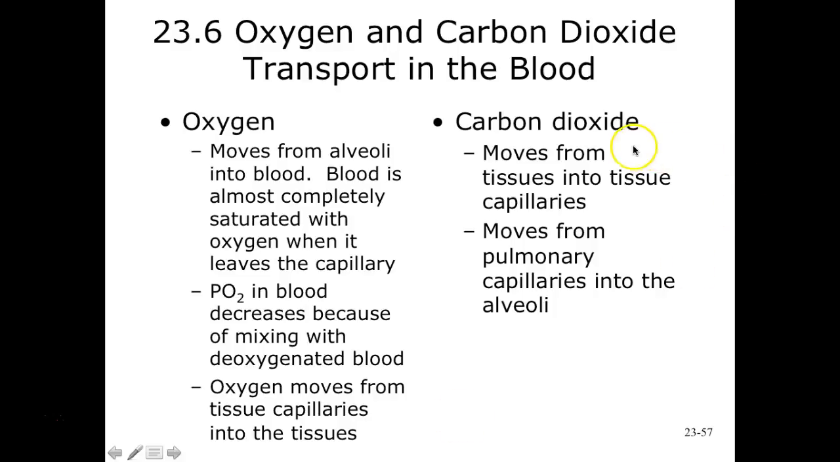Now for carbon dioxide, we're going to move from our tissues into our tissue capillaries so it can be carried back to our heart, and we're going to move from pulmonary capillaries into our alveoli so we can breathe it out.